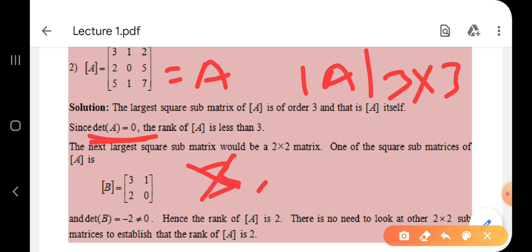So what is the next possibility? It may be 2, it may be 1, or it may be 0, right? Why not 4? Because 4 rows or 4 columns are not there. So I can say that rank is always less than or equal to the number of rows or number of columns. In the notes we will take all this. Now 3 is not the rank. Why? Because the determinant of A is equal to 0.